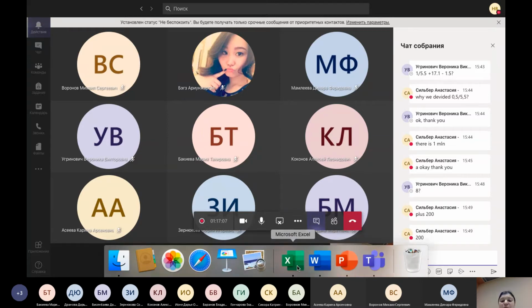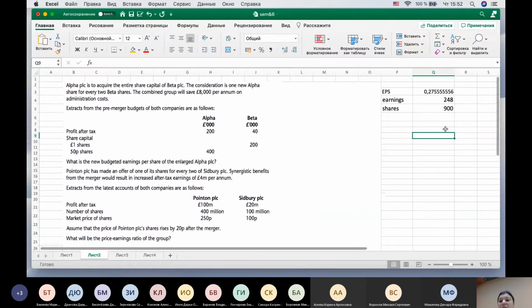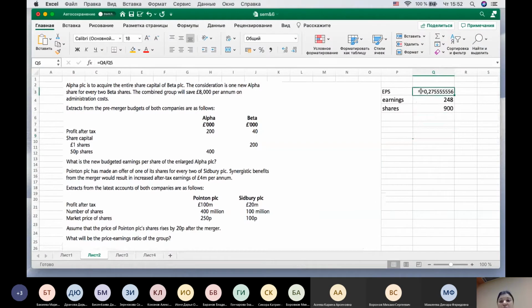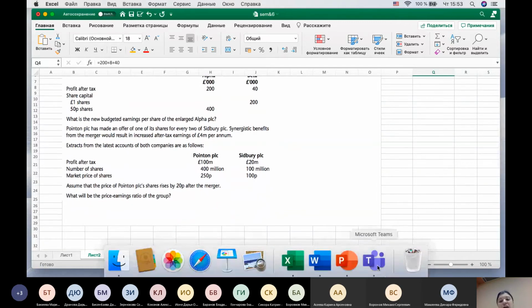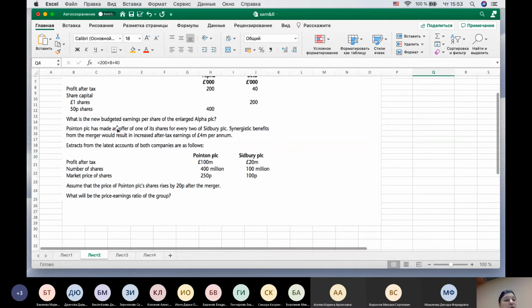Good. And for us, our earnings per share will be calculated as our earnings divided by the amount of our shares. Good. And the last question for today, the last task for today, is the following.